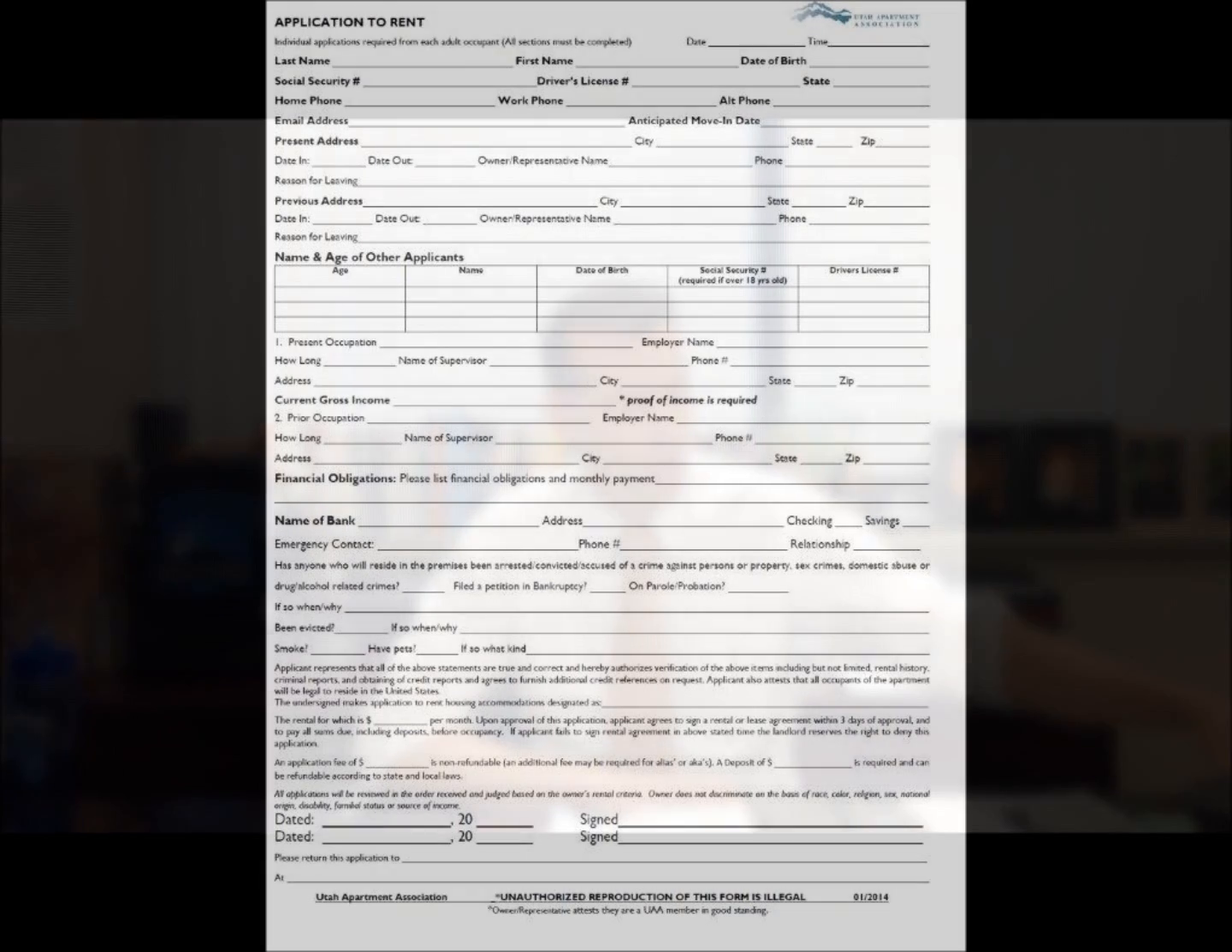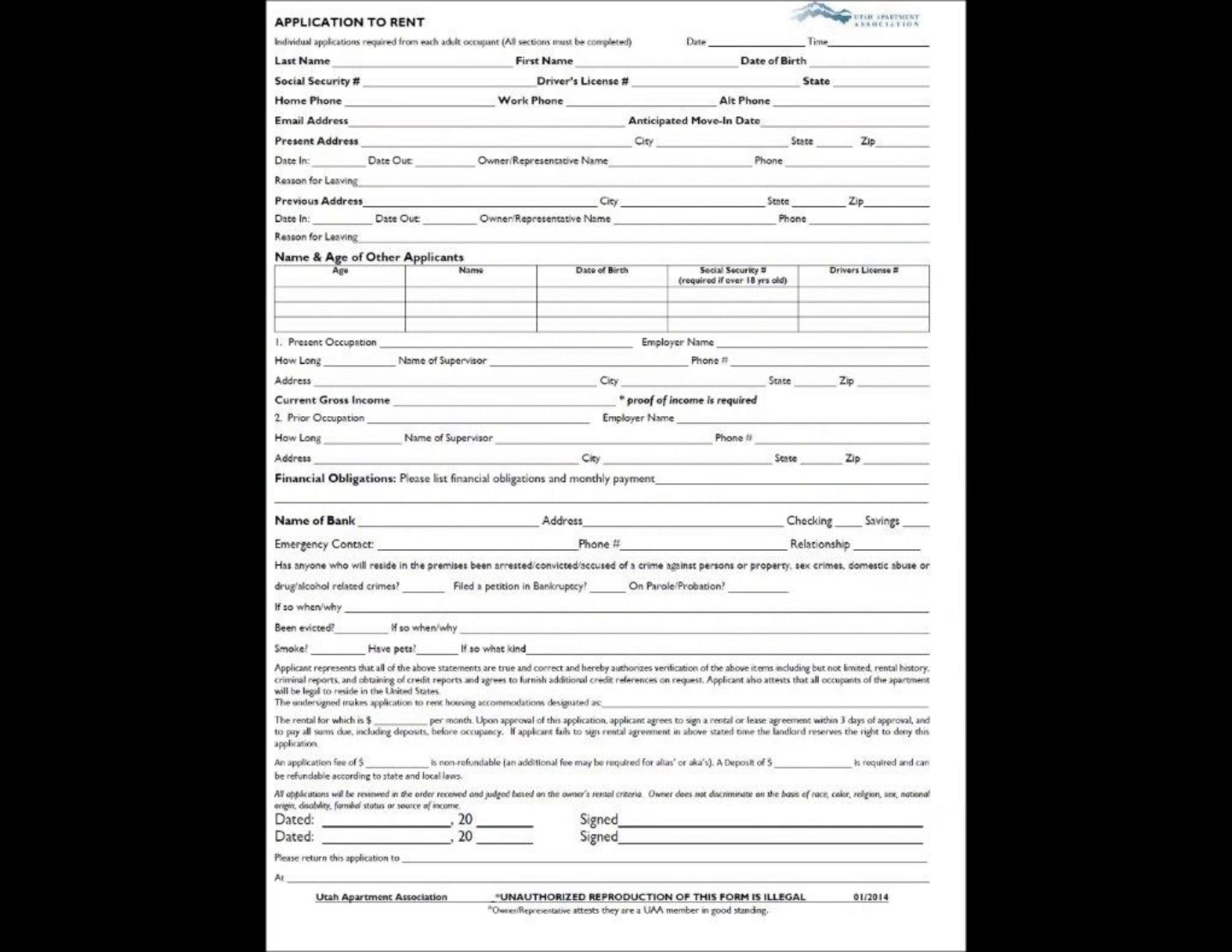The second step is having them fill out a rental application. I'm going to throw up a rental application here. You can see the rental application has lots of information on it, including their name, their social security number, their birth date, their bank account information, where they work. Get as much of this information as you can. The more information that you get up front, the better you'll be to do a background check and to collect later on.